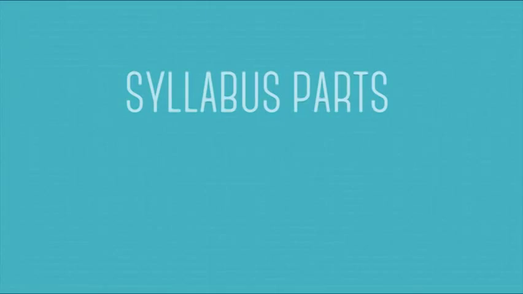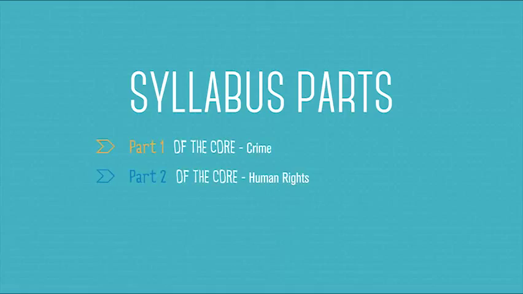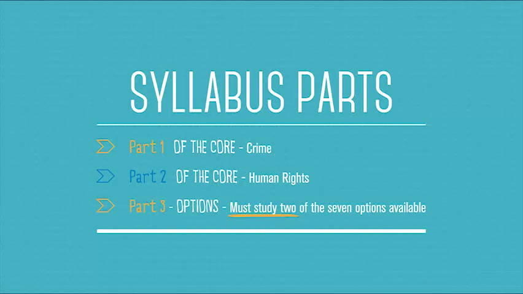In terms of legal studies, the syllabus is divided into four main parts for the HSC course. The first part of the syllabus is what we call the core. That is the part of the syllabus that all students will complete and will be examined on. The second part of the syllabus refers to the options. There are 7 options and all students must study 2 of those options. The core is made up of crime and human rights.